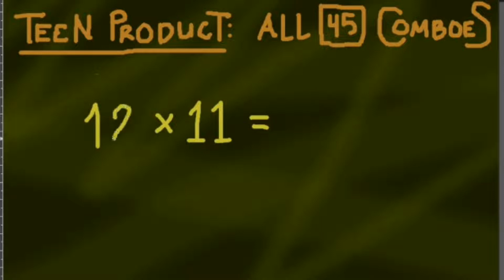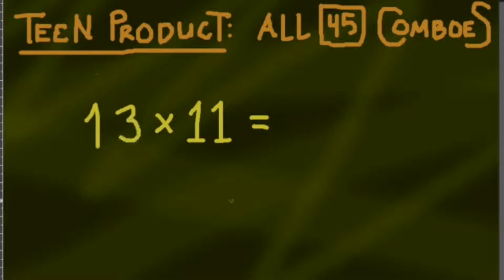Next, 12 times 11. 2 times 1 is 2. 12 plus 1 is 13. Then 132.